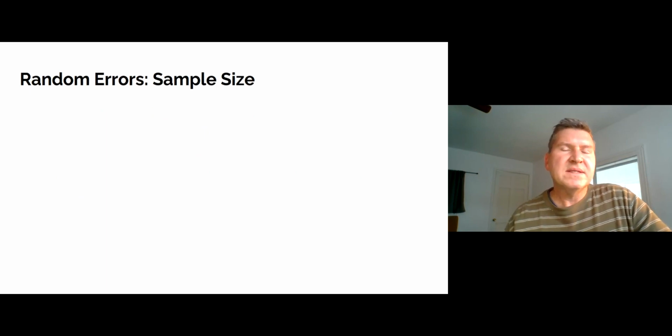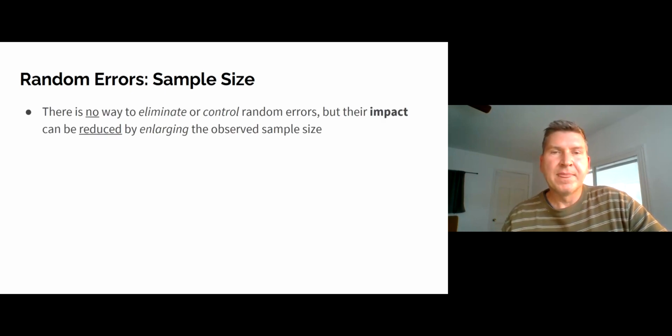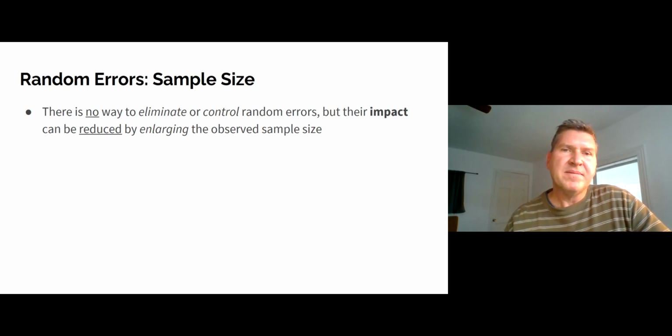Let's talk about how random errors can be mitigated. One way is by increasing the sample size. So while there's no way to eliminate random errors, we can reduce their impact by increasing the number of samples that we're working with. Let me give you an example. We have a coin, and we're trying to decide if it's a fair coin, meaning it's got a 50% chance of heads and 50% chance of tails. We don't know that at the beginning of the experiment.